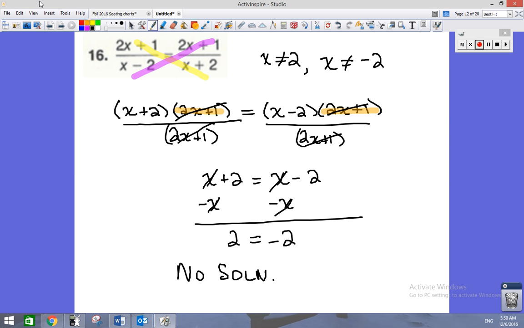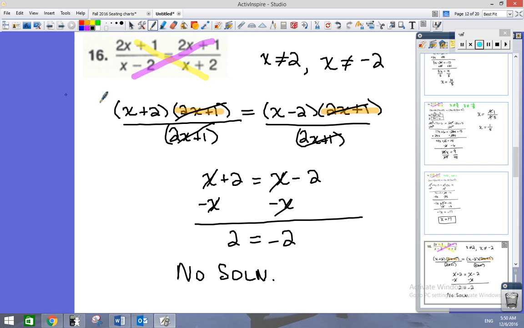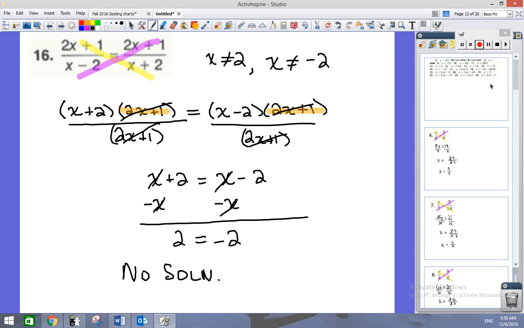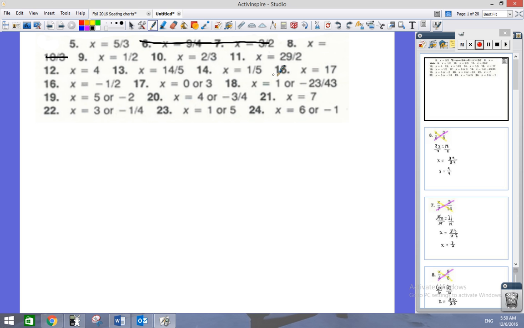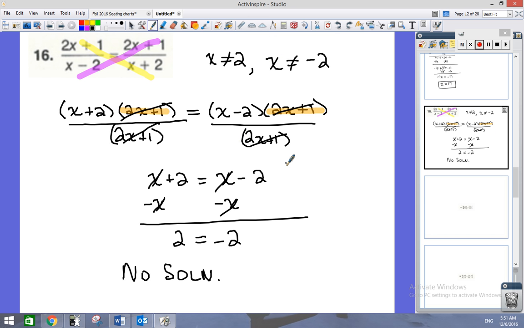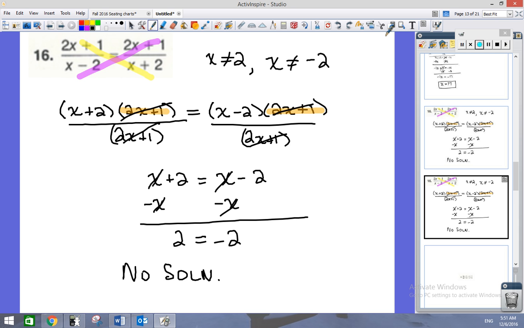It's been a while since I checked our answers. At the beginning of the video on the first slide, I posted the answer key. So let's check number 16. They have something different from number 16. So let's go back and check my work. I'm going to simply do the problem over again and then compare.